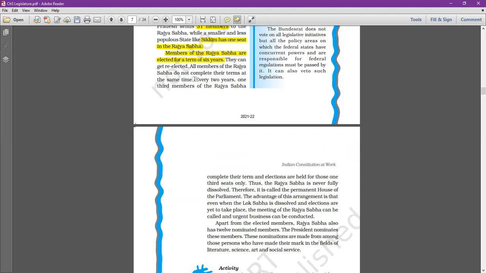So every 2 years, 1/3 members of the Rajya Sabha complete their term, and elections are held for those 1/3 seats only. As the seats get vacant, the elections are held only for those vacant seats. So thus the Rajya Sabha is never fully dissolved. तो राज्य सभा कभी भी fully dissolved नहीं होती है. इसीलिए इसको क्या बोलते हैं? Permanent House of the Parliament. लोकसभा कैसे होती है? That is only for 5 years. That is temporary house. वो dissolve होती है ना? और उसी में strength चाहिए होती है गवर्नमेंट form करने के लिए.